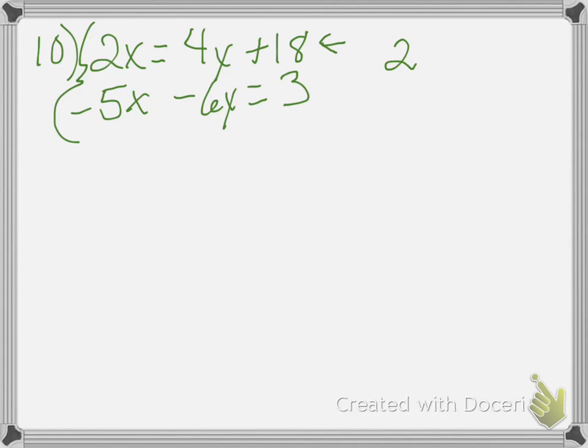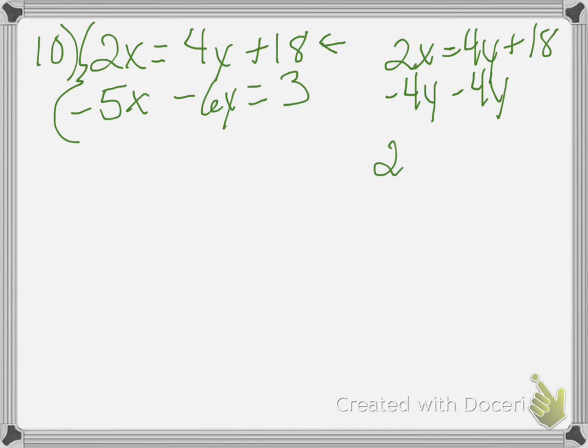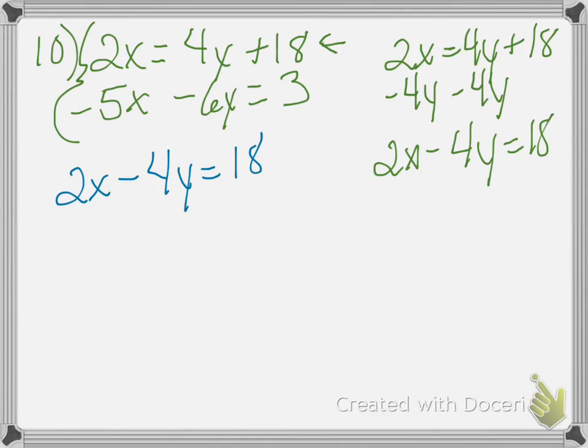All right, so let's rearrange. We have 2x equals 4y plus 18. And I'm going to show my steps and do the algebra here so that I get it right. Subtract 4y from both sides. So what is this new and improved equation? 2x minus 4y equals 18. All right, so that is done. Now I'm going to line everything up. 2x minus 4y equals 18 lines up with negative 5x minus 6y equals 3.